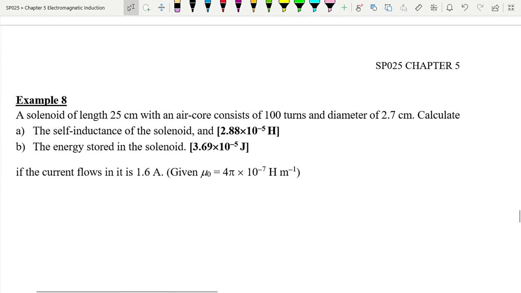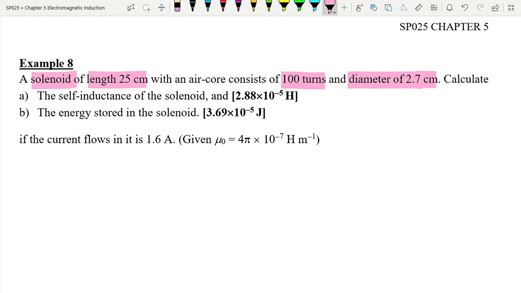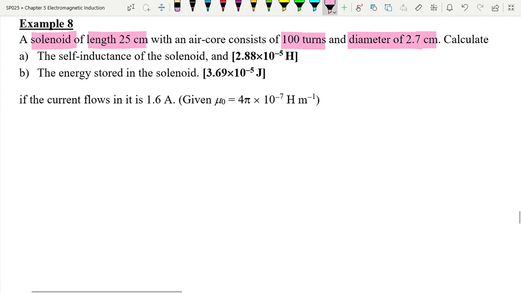Okay, so kita try jawab soalan example 8 dekat sini yang melibatkan formula energy stored in inductor. Soalan diberi solenoid with a length of 25 cm with an air core. Air core consists of 100 turns and diameter of 2.7 cm. Calculate the self-inductance of the solenoid. Soalan pertama minta self-inductance L. Soalan kedua, dia minta energy stored in the solenoid, so soalan kedua minta U.